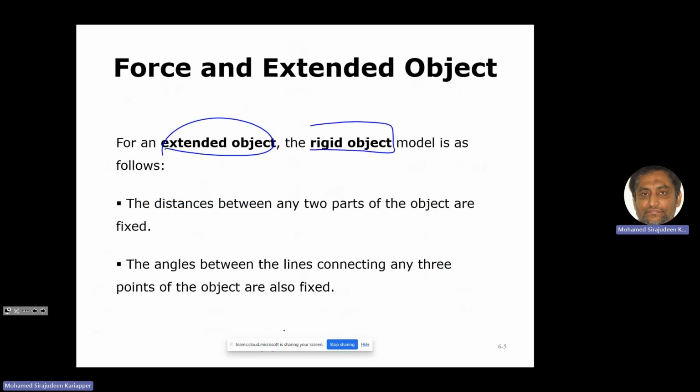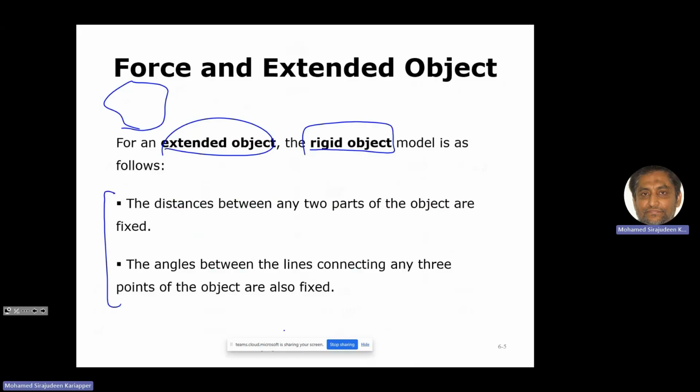we have the rigid object model. Now you understand the meaning of rigid, compared to non-rigid. Solids are usually rigid objects. Liquids and gases are not rigid objects. Even within solids, we can have an object which is not rigid, like a jelly. It wobbles, right? So it is not considered a rigid object.